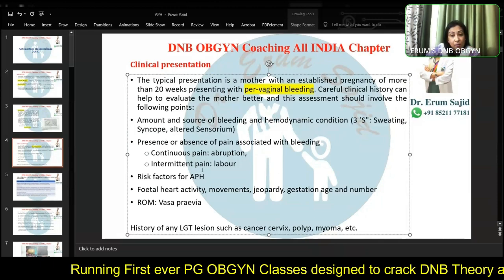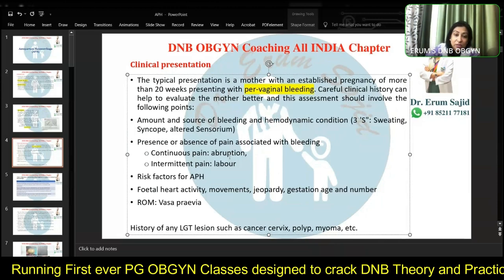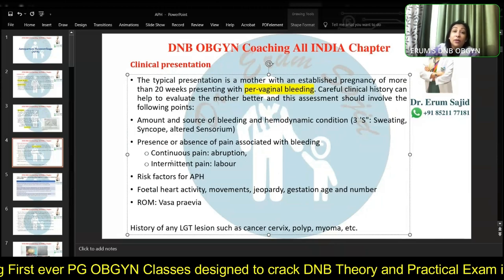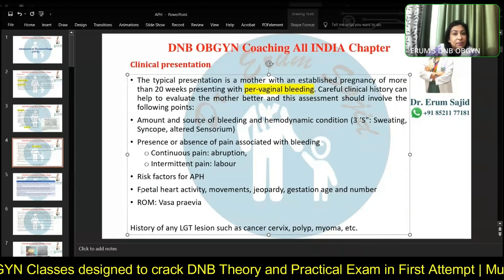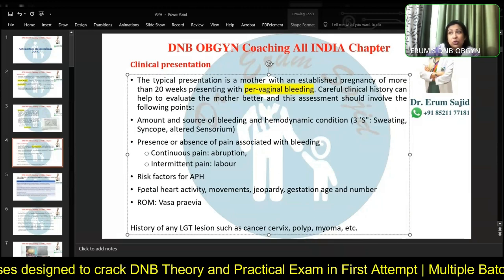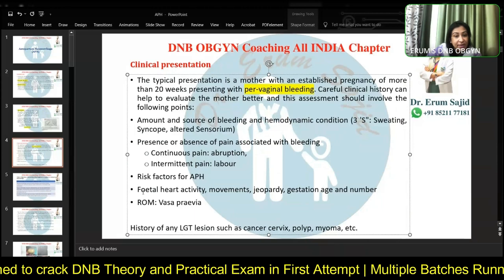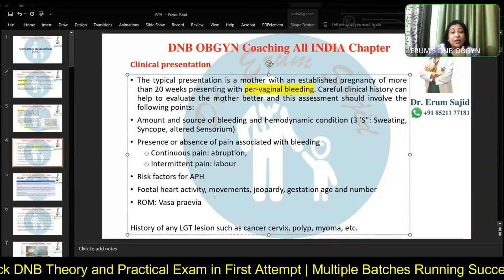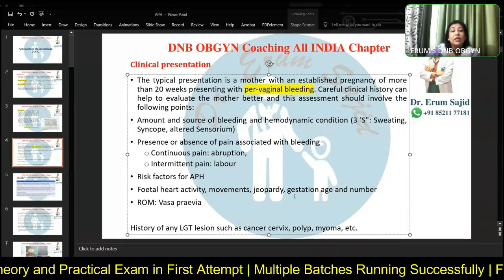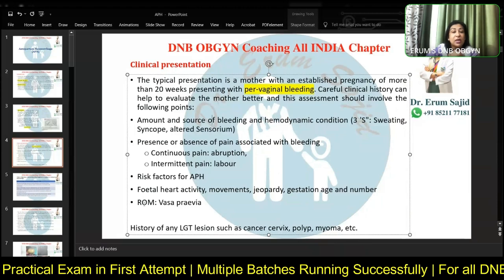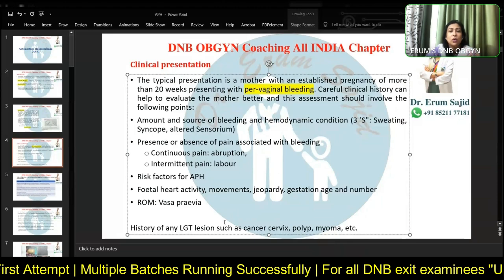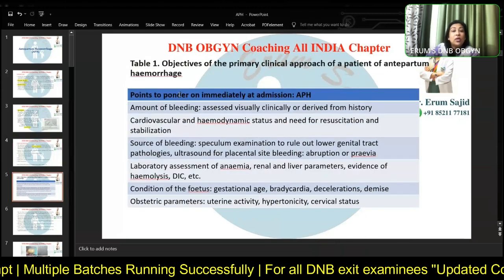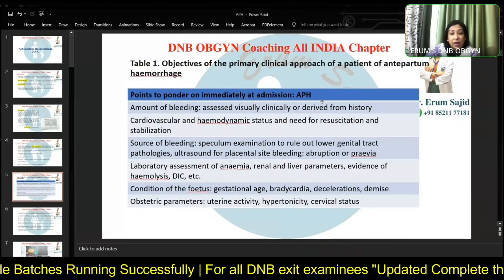Presence or absence of pain associated with bleeding, either continuous pain, which is there in abruptio, or intermittent pain, which is there in labor. Any risk factors for APH, like maybe preeclampsia, or a previous history of abruptio, or a low-lying placenta. Fetal heart activity, movements, jeopardy, gestational age, number, and abruption rates for vasa previa. And of course, if you have a history already of LGT, some local lesion. So there are points to ponder immediately on admission.